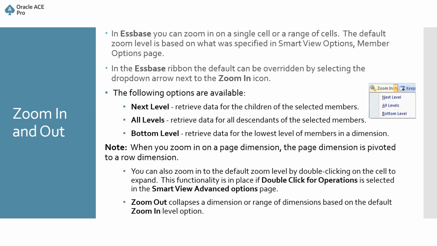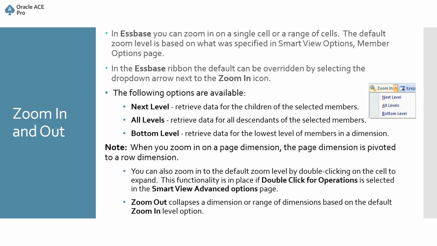All right, we talked a little about zoom in and zoom out. So you have that icon. We can do the next level, all data, all levels. It's going to blow everything out. And then, of course, you have the bottom level, and that will remove all the lowest members, and it's just going to bring in your children.